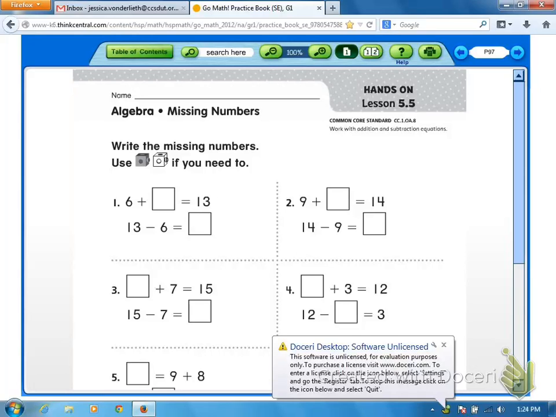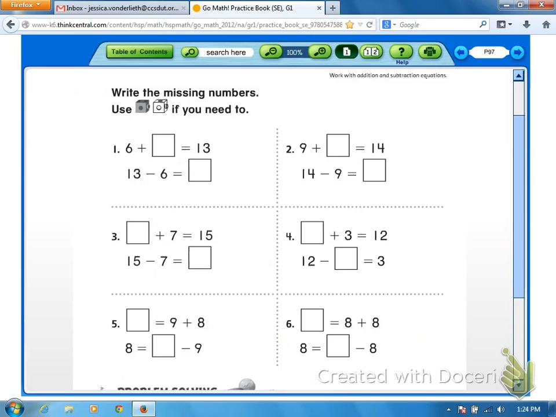So for number 1, they can use pictures if they need to, but they don't have to. Several of the kids like to just count on. So for number 1, 6 plus something equals 13. They started with 6 and they would count on to get 7. And then once they know the first problem, 6 plus 7 is 13, we use our related facts to help us with the second problem. 13 take away 6 would be 7, the missing part. We're going to do the same thing on number 2, 3, 4, 5, and 6.